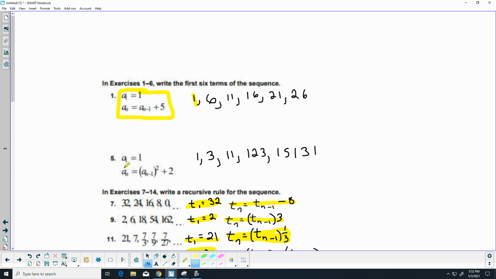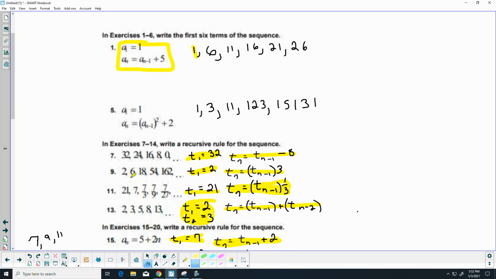On number 5, we've got a square term there. Don't let that throw you for a loop. My first term is 1. 1 squared plus 2 is 3. 3 squared plus 2 is 11. 11 squared plus 2 is 123. 123 squared plus 2 is 15,131.